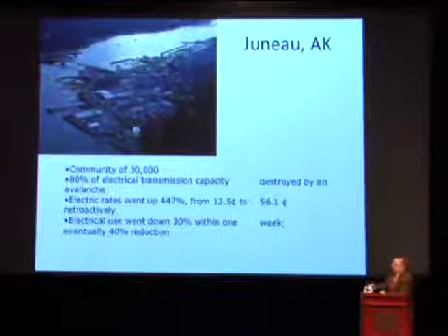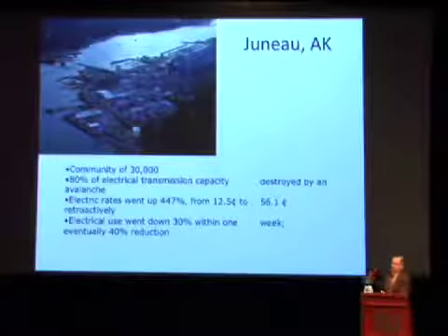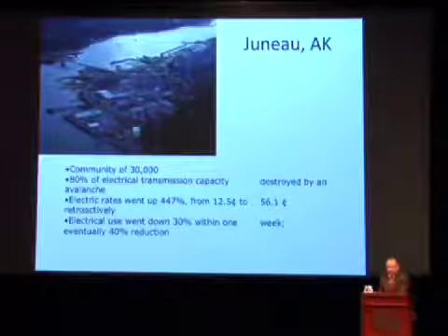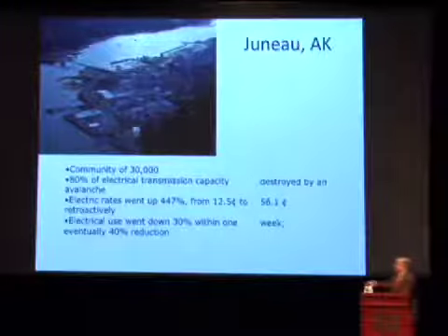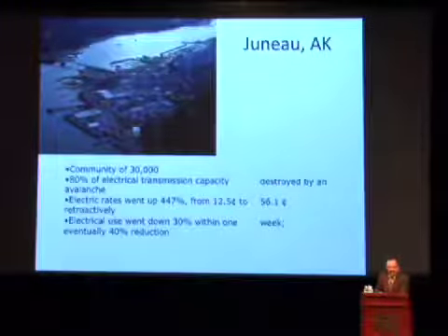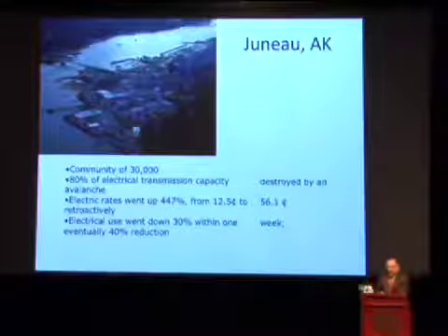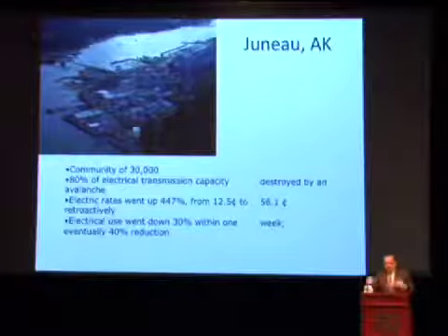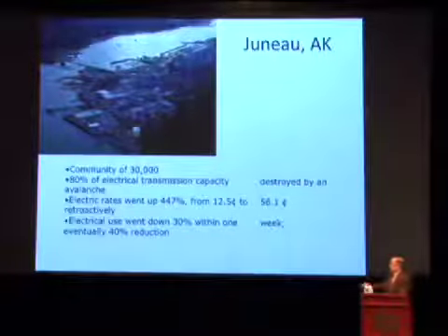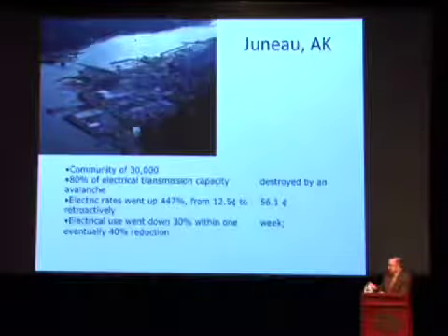So by the time they figured out what they were going to do, which took about a week, they retroactively raised the rates about 450% for electricity, from 12.5 cents to 56 cents a kilowatt hour. Huge jump in electrical prices. And electricity use, not surprisingly, they had to bring in generators, they had to replace the capacity, but because of the price signal, electricity use went down 30% in a week, and eventually 40% less electrical use.